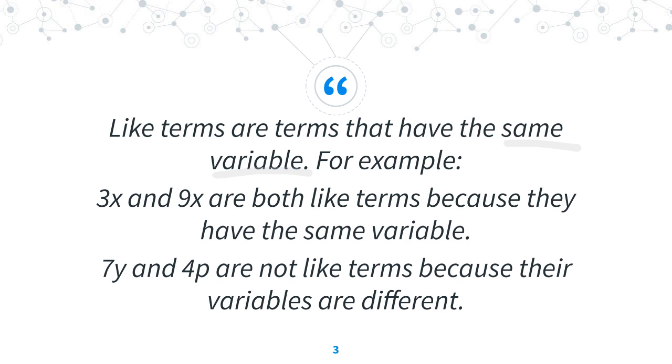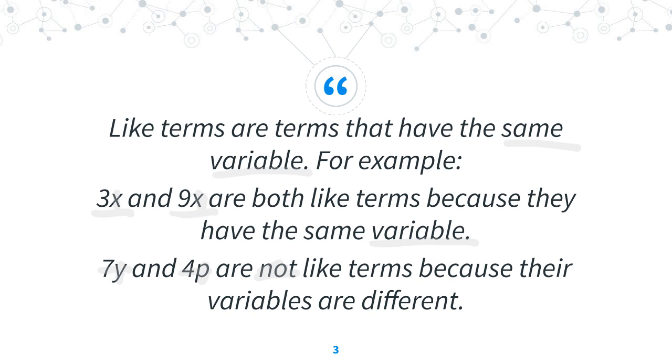variable. That's important. The same variable. For example, 3x and 9x are like terms because they have the same variable. Okay? So they both just have one x. And it does matter how many x's they have. So 7y and 4p are not like terms because their variables are different. One of them has a y and one of them has a p, which makes them different.